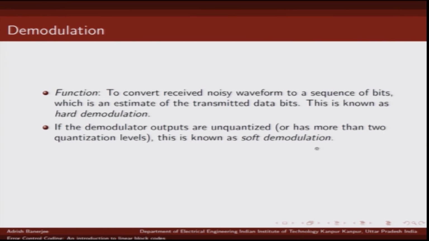What if we get noisy received values of the received sequence, and instead of quantizing them directly to zeros and ones, we keep them unquantized? This type of demodulation is known as soft demodulation. Now, what is the advantage of soft demodulation? In hard demodulation, we basically lose a lot of information.